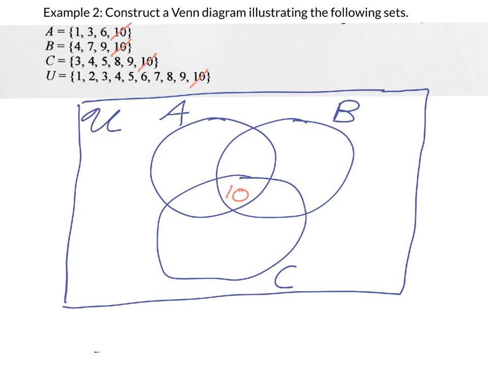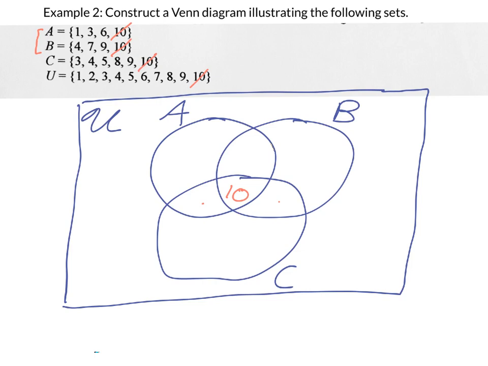Now step 2, we're going to do the 3 spots that are in the inner ring. So if I start up here, I'm going to do what's left in the overlap between sets A and B. If I look at A and B, A still has a 1, 3, 6 left. B has a 4, 7, 9 left. They don't have any elements left in common now that we've taken care of the 10. So I'm going to leave that spot blank. In fact, I'll even erase the little dot I put there.